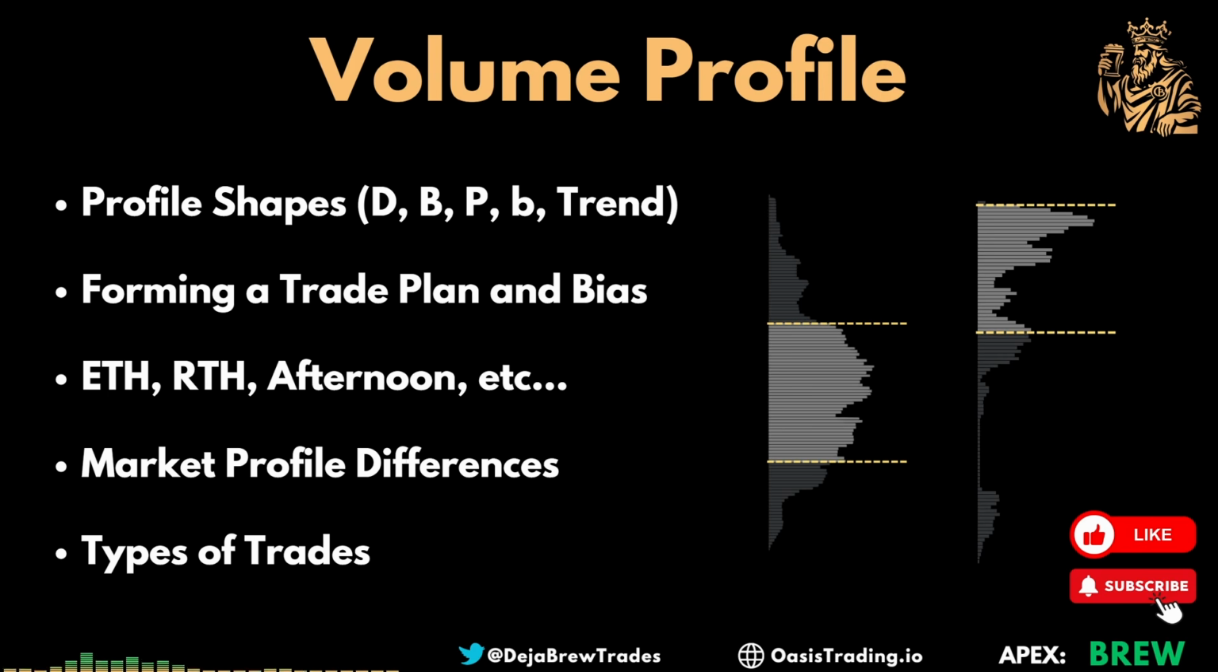And in today's episode, we're going to be talking about the different profile shapes, the D shape, the capital B, the lowercase b, the capital P, and the trend profile, also known as a thin profile. We're going to talk about forming a trade plan with these profiles and how you can have a bias, whether that's bullish, bearish, or neutral. We're going to talk about the different kinds of profiles, like the extended hours, the real-time hours, like kind of the New York Open, the afternoon, the pre-market, etc. We're going to talk about market profile and what are the differences between market profile and volume profile. And we're going to talk about the types of trades that you can do with volume profile.